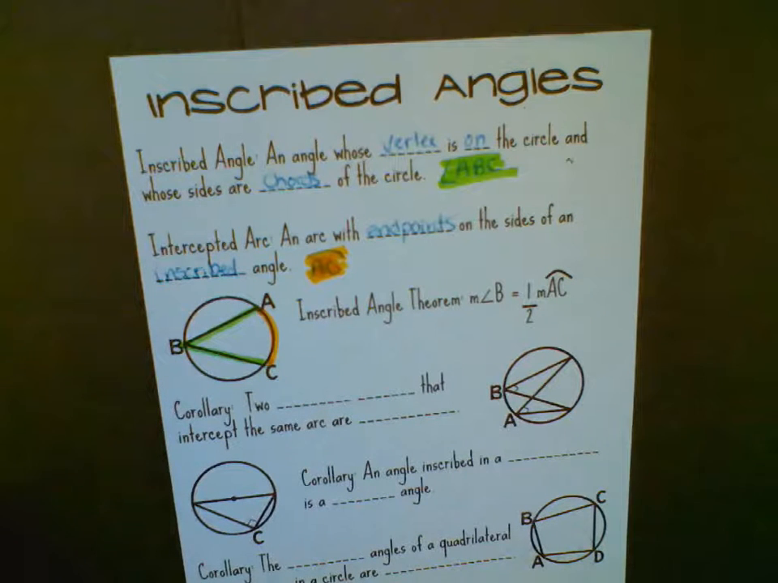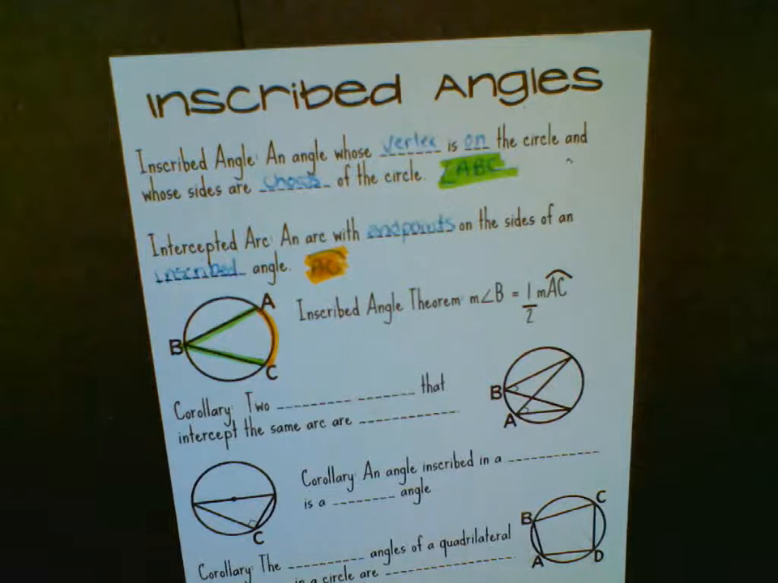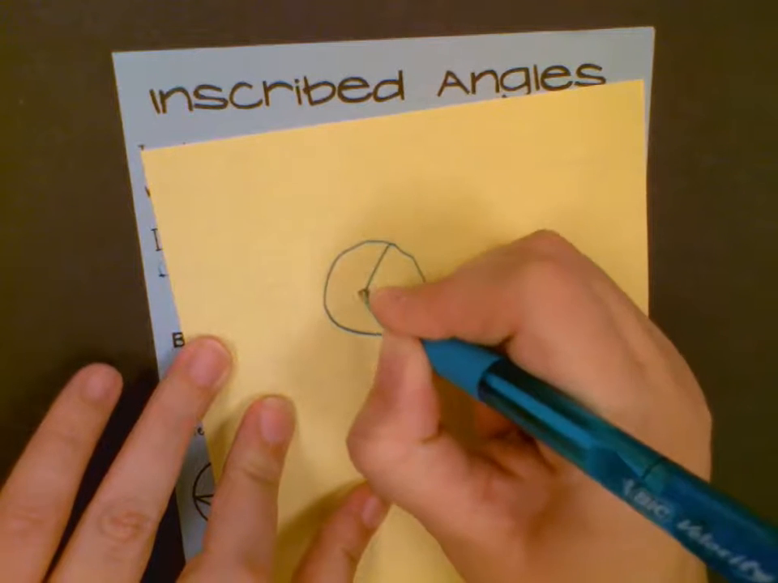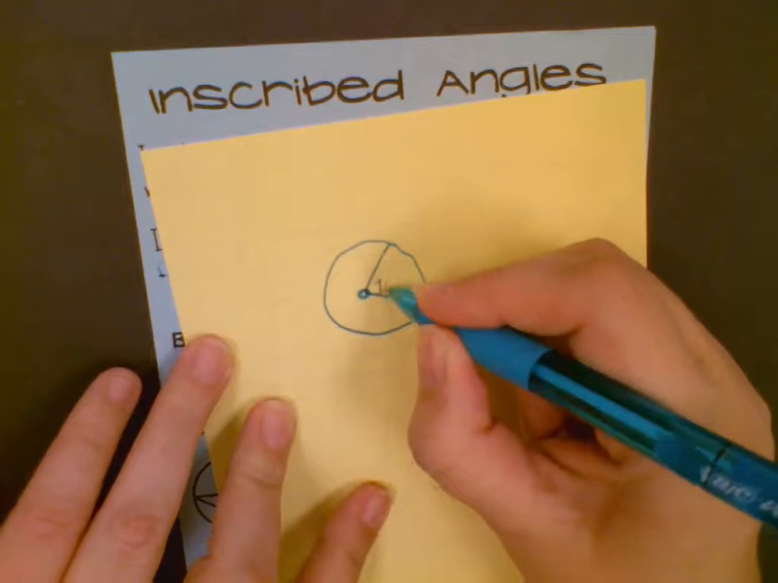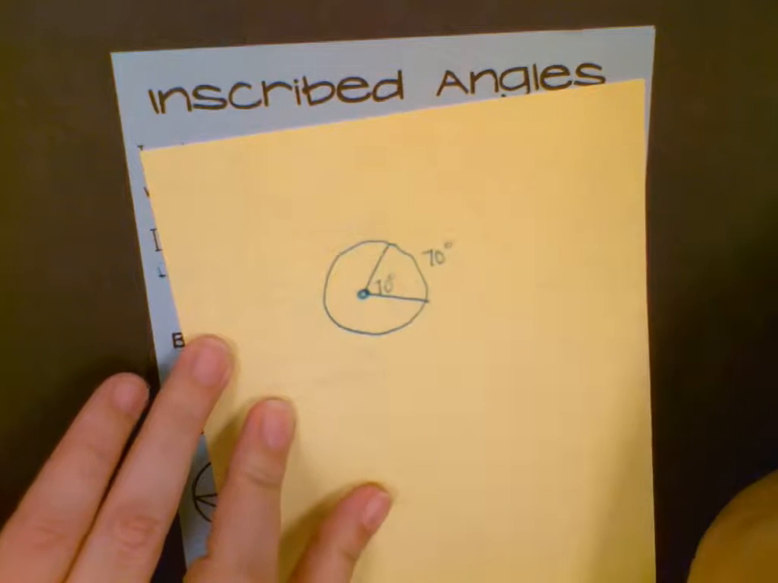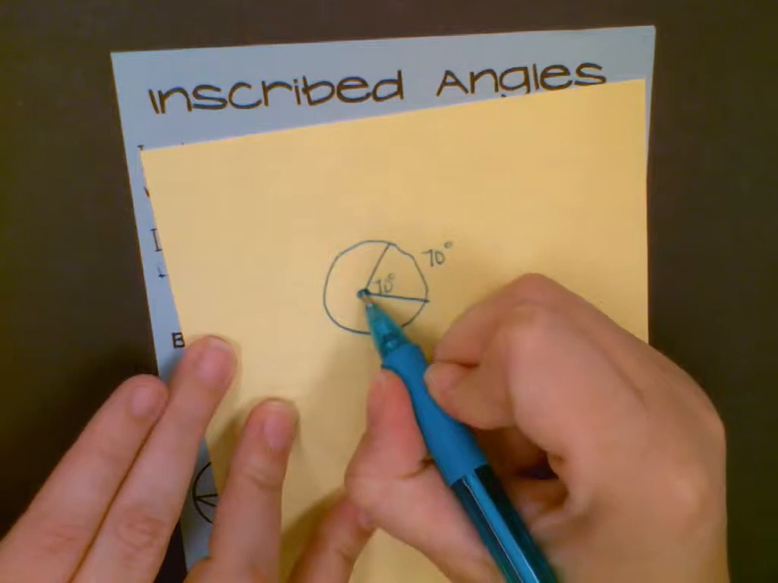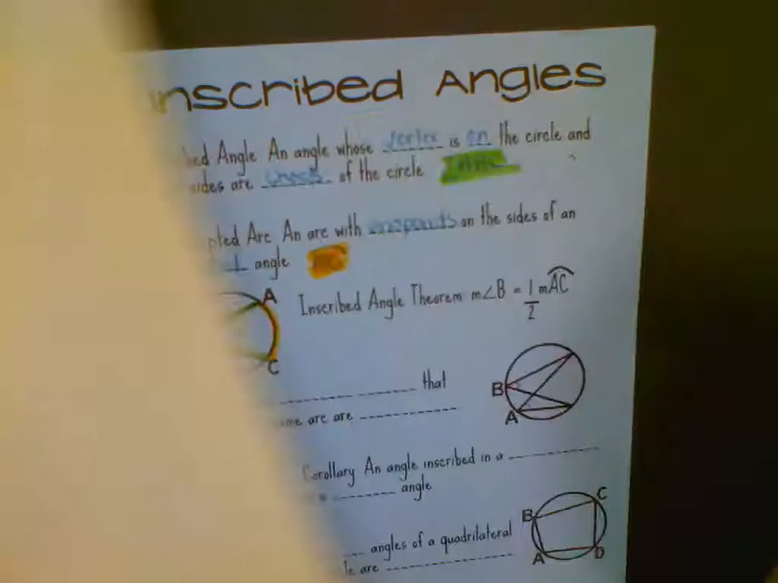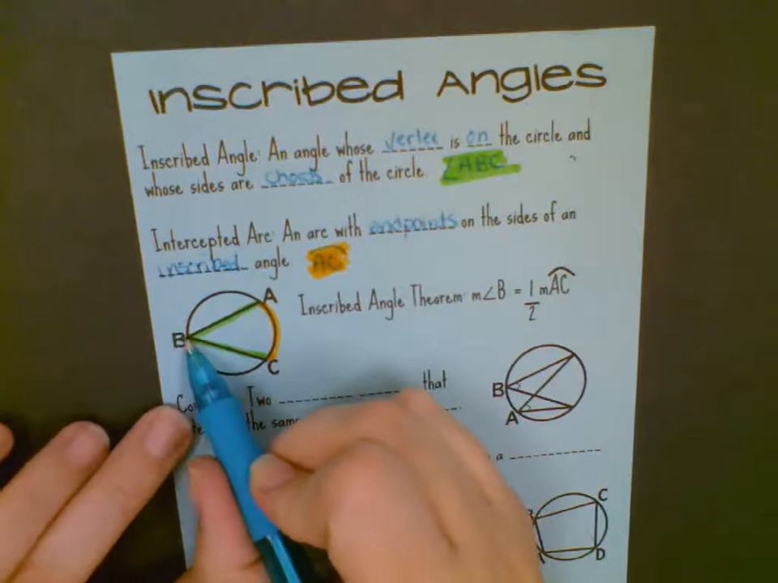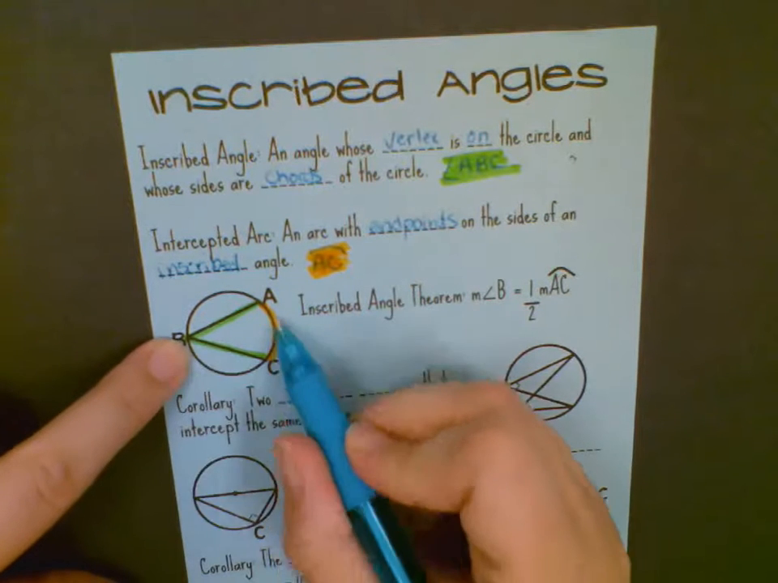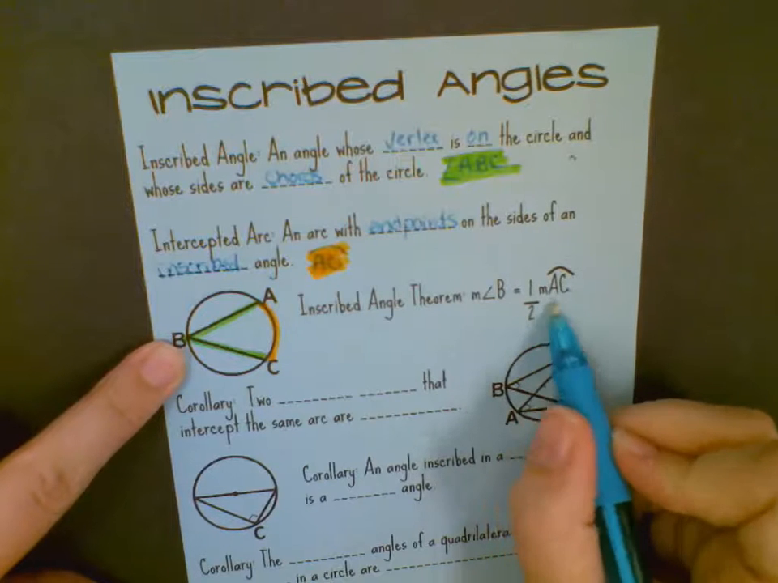So if you remember back from 10.1, we talked about how if we have a central angle, if it's touching at the center, then those are going to be the same degrees. The arc and the angle will be the same if the vertex is on the center. Well, here our vertex is on the circle instead. So this angle B is not going to be equal to the arc. It's actually half of the arc.